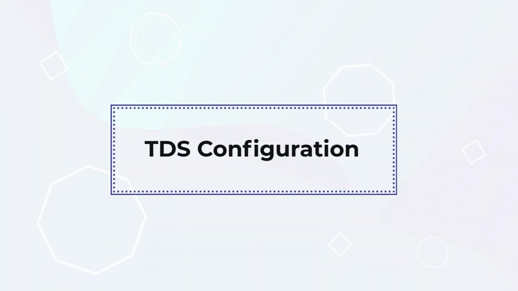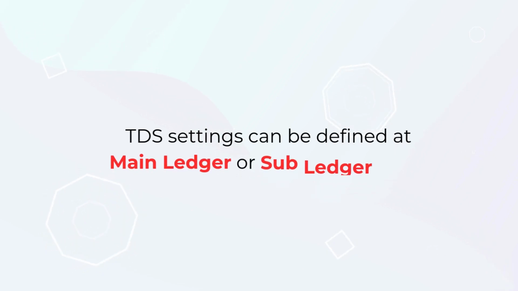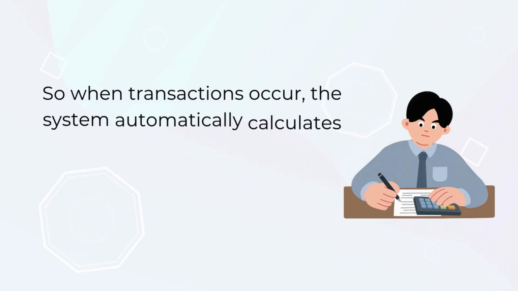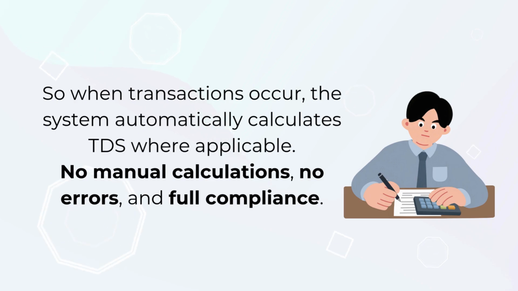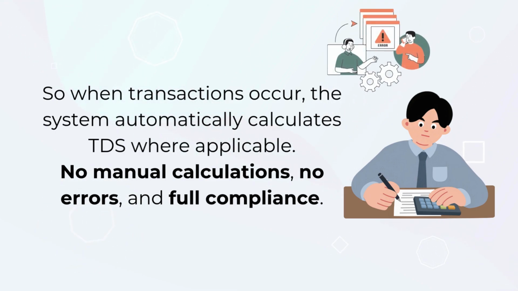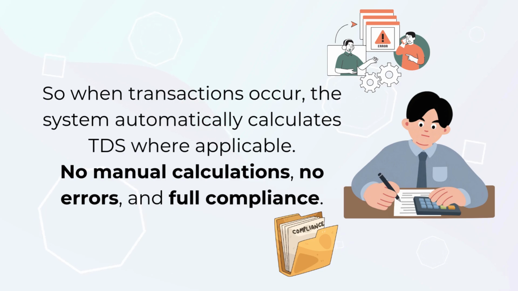TDS configuration. TDS settings can be defined at main ledger or sub-ledger level. So when transactions occur, the system automatically calculates TDS where applicable. No manual calculations, no errors, and full compliance.